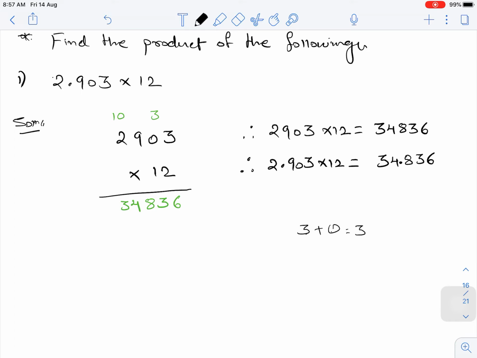Another method: we will directly put the decimal here, as per our regular number. Now when we multiply, 12 threes are 36, 12 zeros are 0, 3 we brought here, 12 nines are 108. After that the decimal is there, so we can directly put the decimal here also. So both ways we have learned. But this method is easy when only one number is having a decimal.